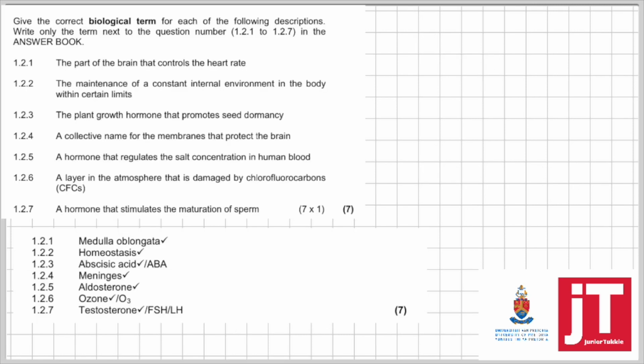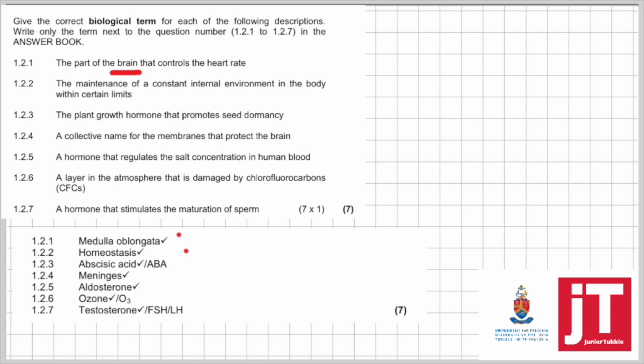Terminology. Give the correct biological term for each of the following descriptions. 1.2.1, the part of the brain that controls heart rate. We should already know that the part of the brain that controls heart rate is the medulla oblongata. 1.2.2, the maintenance of a constant internal environment in the body within certain limits, of course, homeostasis.